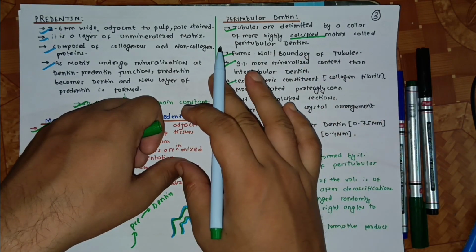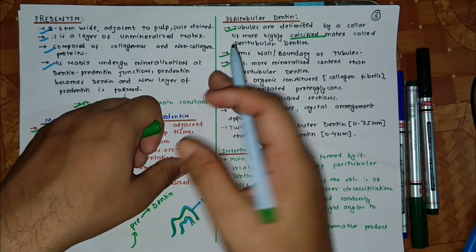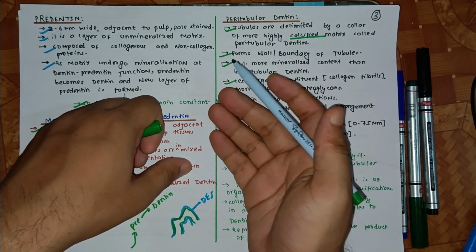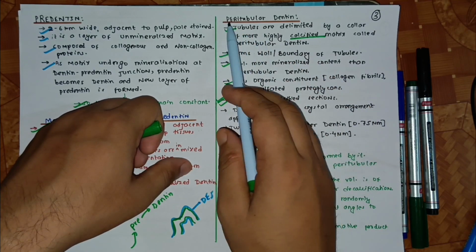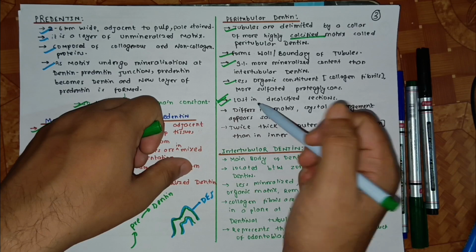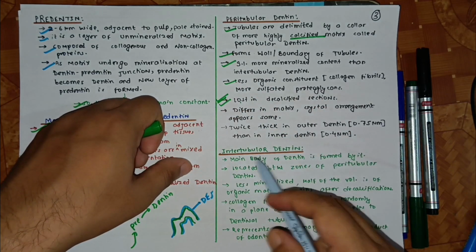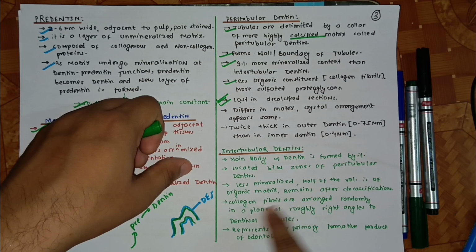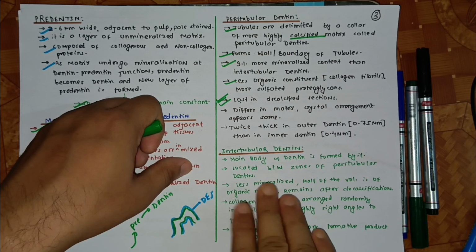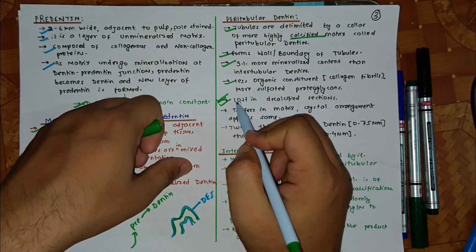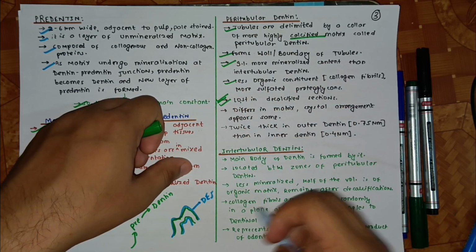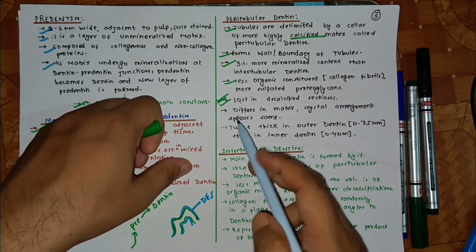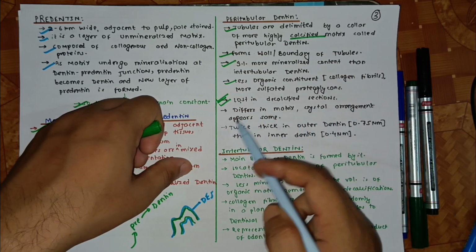When we prepare the decalcified section, we can't see this peritubular dentin. It is lost in the decalcified section, but the intertubular dentin is present. It isn't lost in the decalcified section. I will be showing you where it is. Just to remember, here it is lost and here it is retained. After that, they differ in the matrix and crystal arrangement, and the appearance is the same.